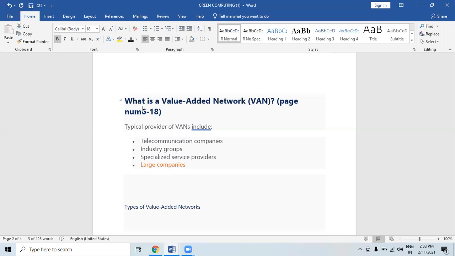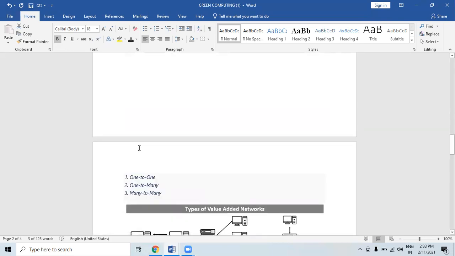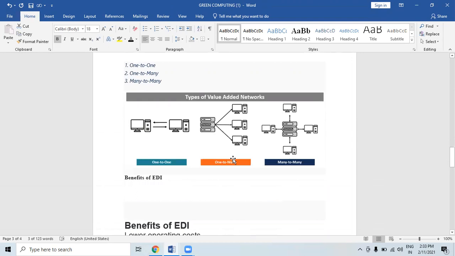So there are three types of VANs: one-to-one, one-to-many, and many-to-many. This is the VAN, that is a value-added network service. In one-to-one, the network is a connection between two businesses exchanging data. One-to-many, a single business connects to multiple others. So in one-to-one, the network is connected between two businesses exchanging data, meaning one business and another business exchange the data.